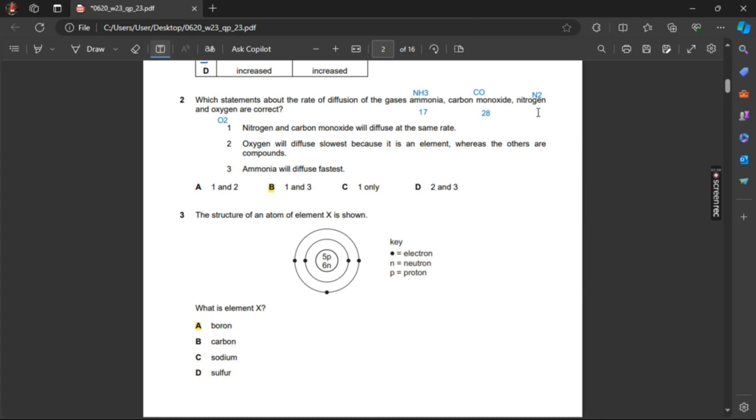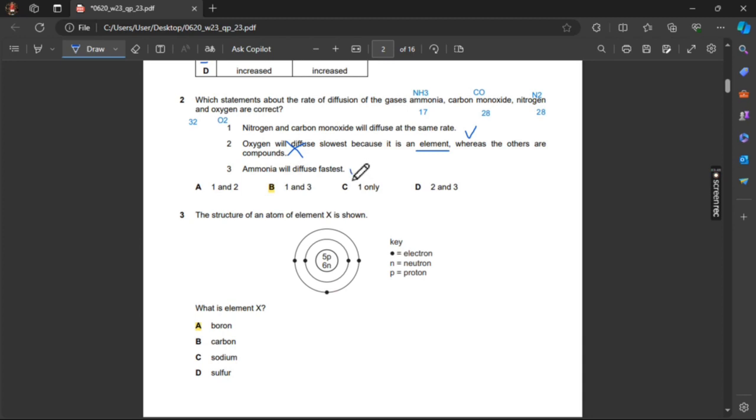Nitrogen also has 28, and oxygen has 32. Nitrogen and carbon monoxide will diffuse at the same rate. Yes, of course, they have the same molecular mass, so it's correct. Oxygen will diffuse slowest because it's an element, whereas the others are compounds. It's wrong because oxygen is an element, so it's incorrect.